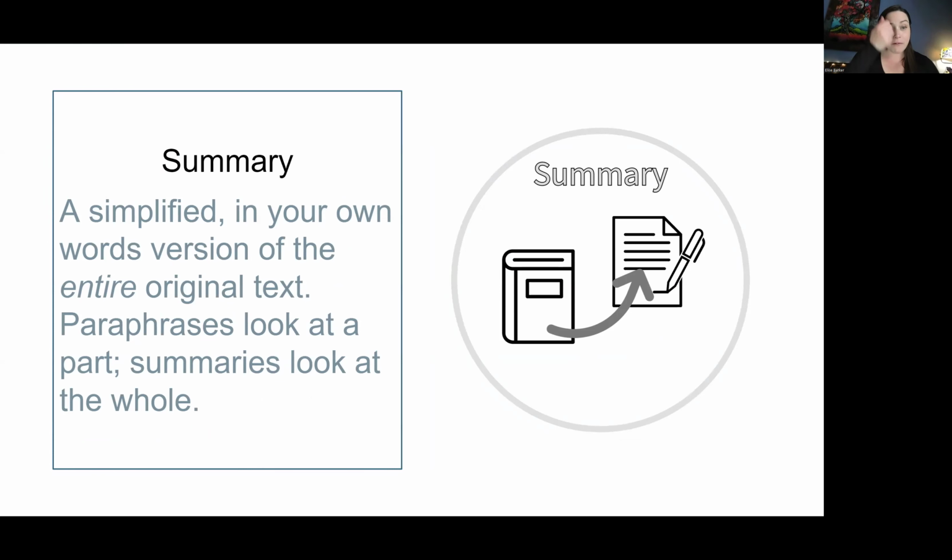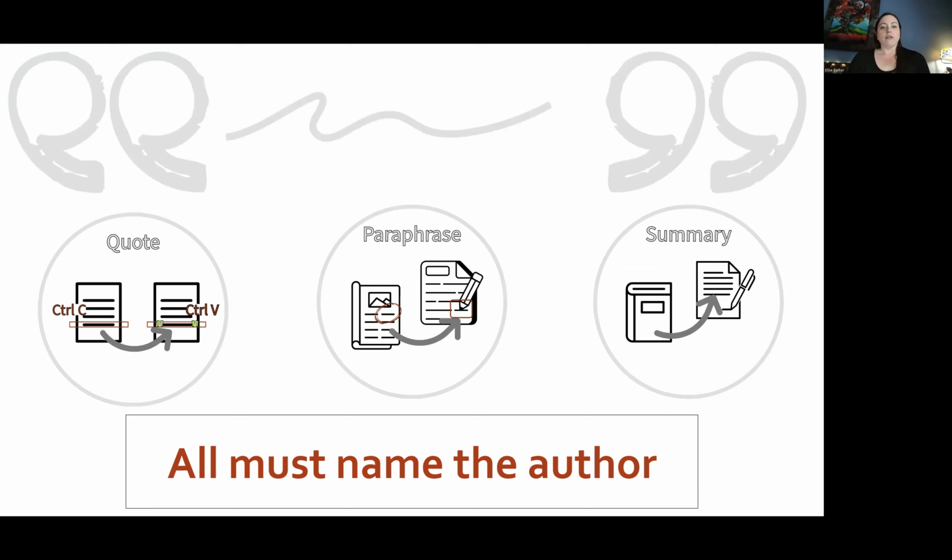That differs from summary in that with summary, we look at the entire text. It's a whole book, not just a little section. So with summary, we put the original text into our own words. We simplify it and focus on the main points of whatever it is that you're looking at. So paraphrases look at one part, summaries look at the whole. One thing that all of these have in common is that they have to name the author.